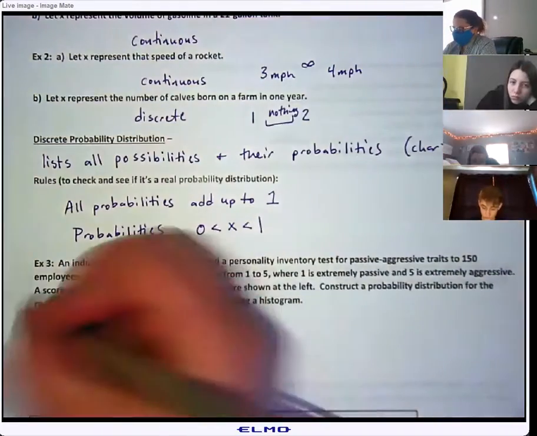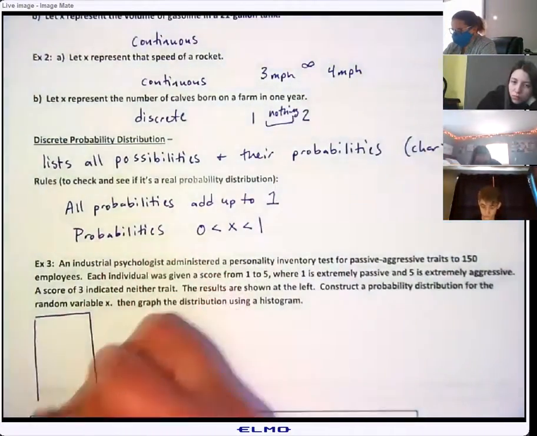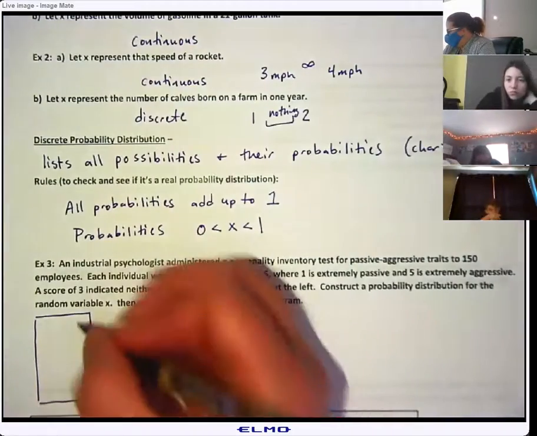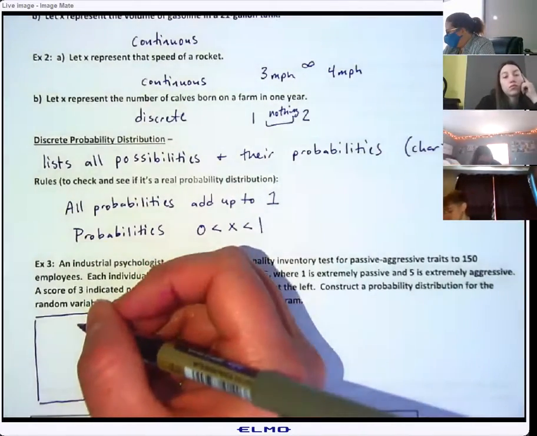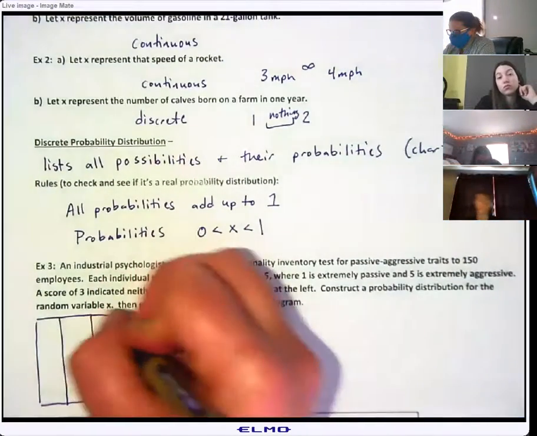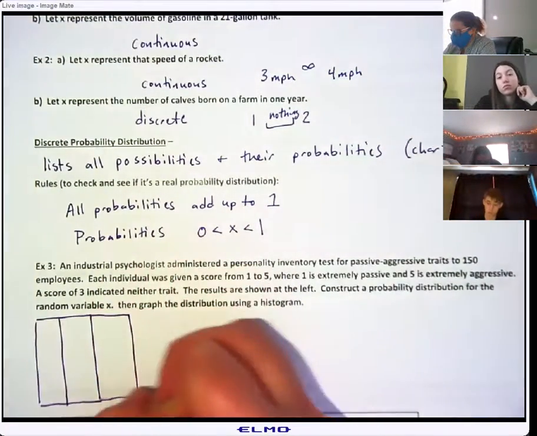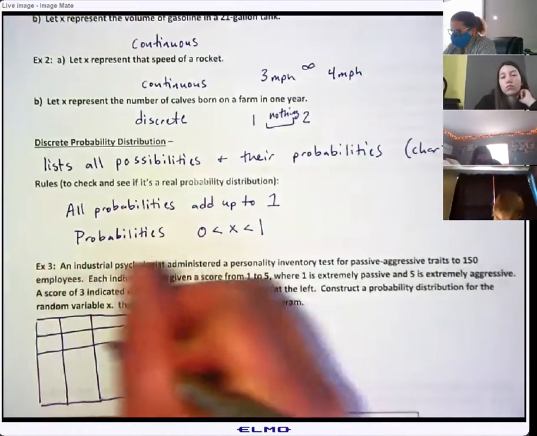All right, now I forgot to include the data on this one, so I'm going to just draw a quick little chart here so you can have it. Write this down with me, please. Little tiny chart, and it's going to have 6 rows in it.